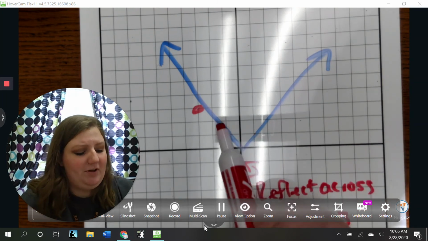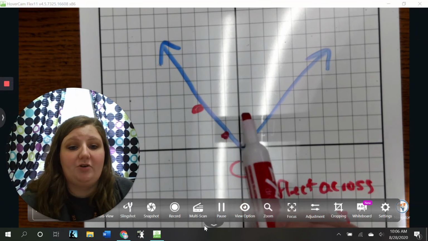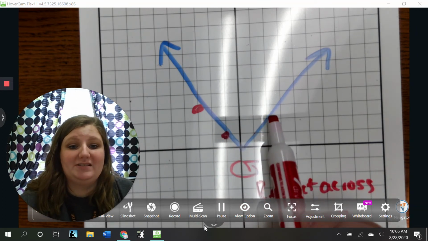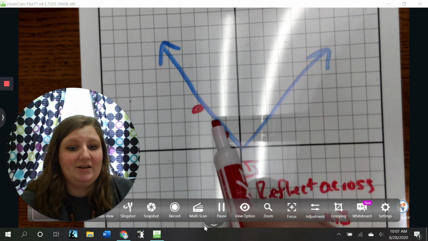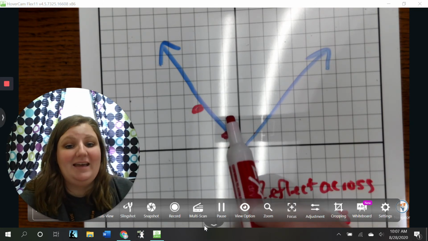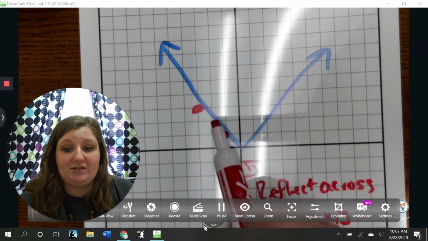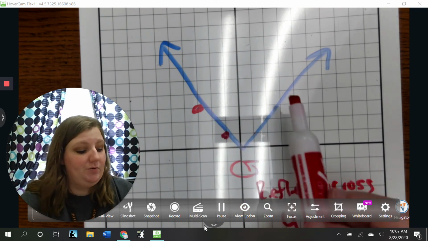Let's look at a point on this side, see what happens. Let's look at this point. This point is at negative 2, 2, and I'm going to reflect it across the y-axis. It's going to move the same distance across the y-axis. Since it was at negative 2, when we reflect across the y-axis, it's going to change to positive 2.